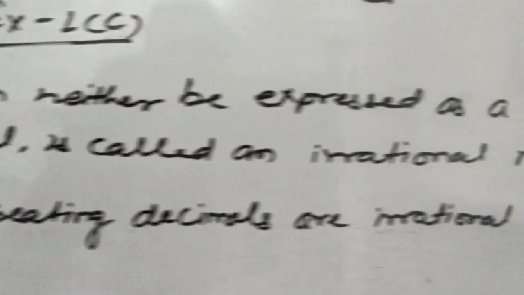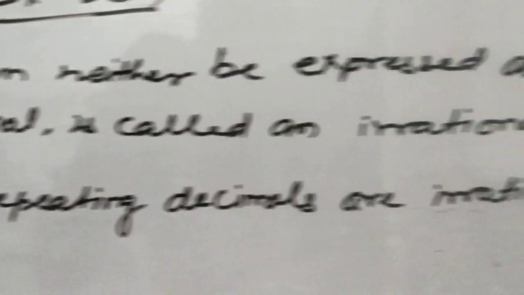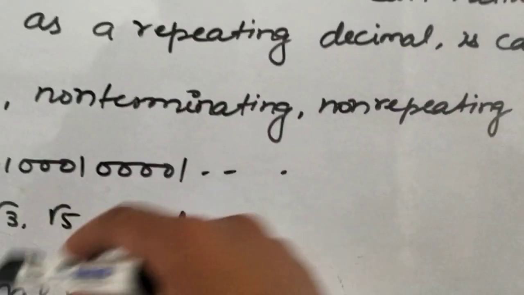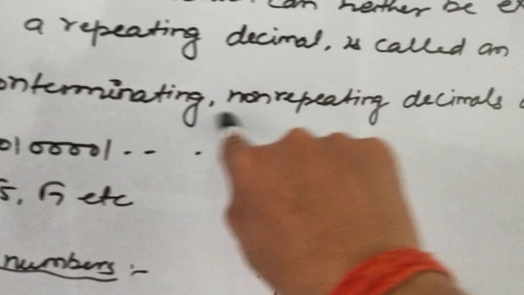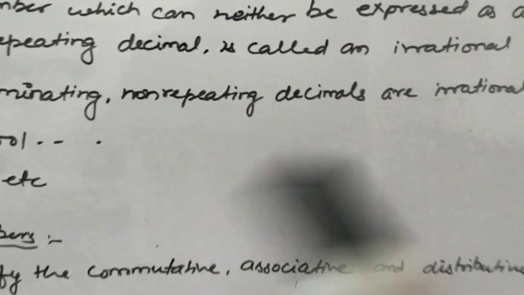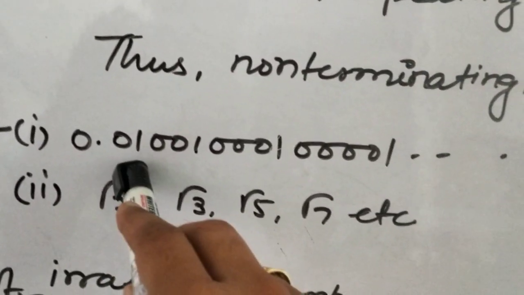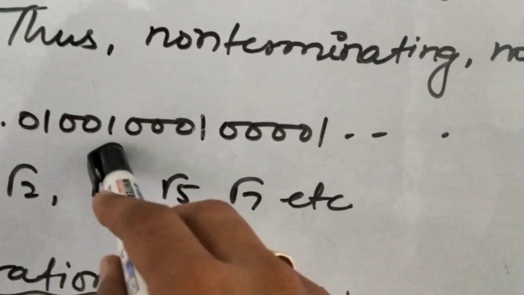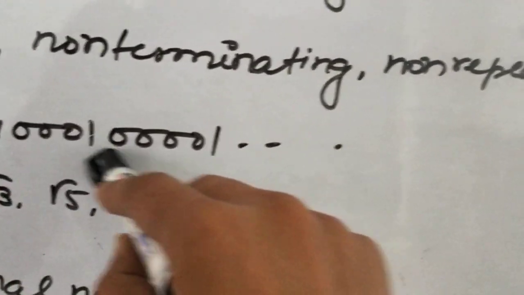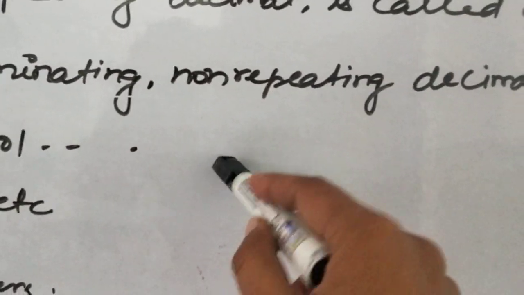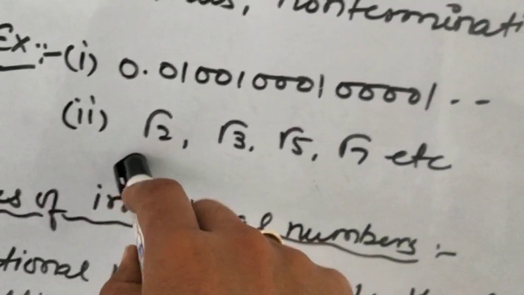A number which can neither be expressed as a terminating decimal nor as a repeating decimal is called an irrational number. So, the second condition: non-terminating, non-repeating decimals are irrational numbers. For example, 0.01, then 0.001, then 0.0001. These are non-repeating and non-terminating, so they are irrational. And root 2, root 3, root 5, root 7, these are all irrational numbers.